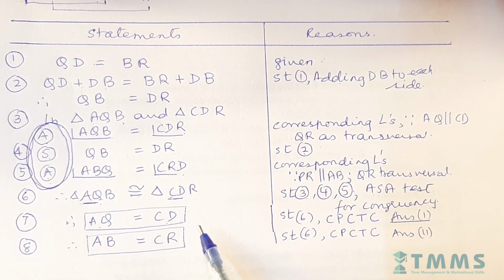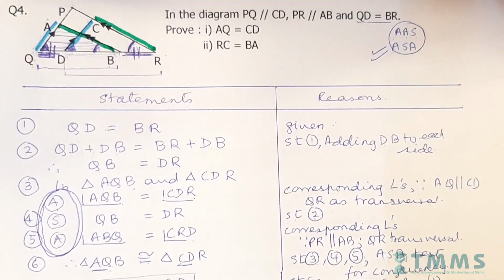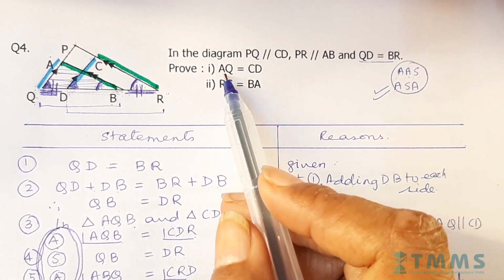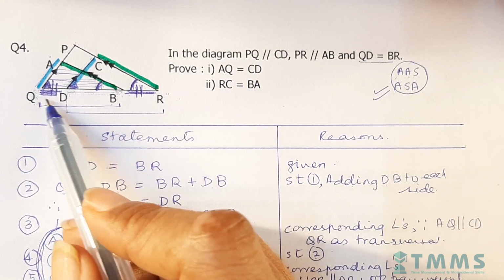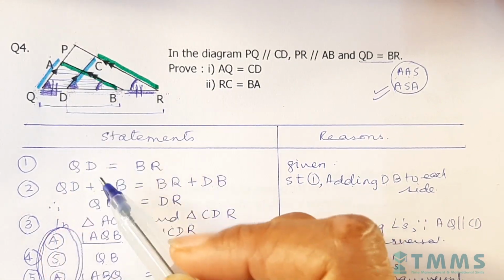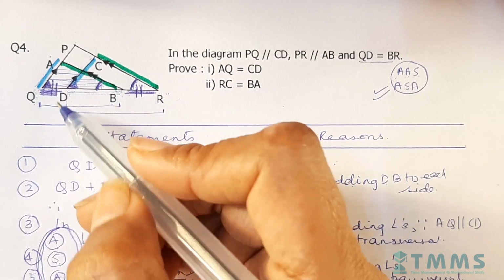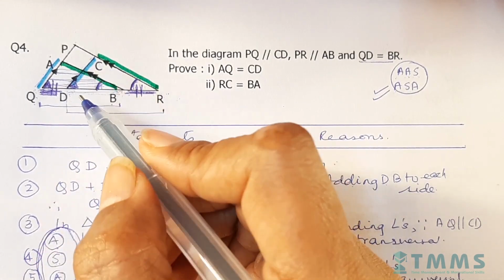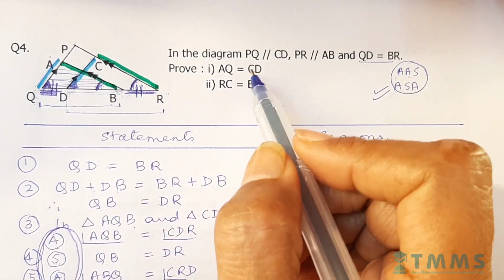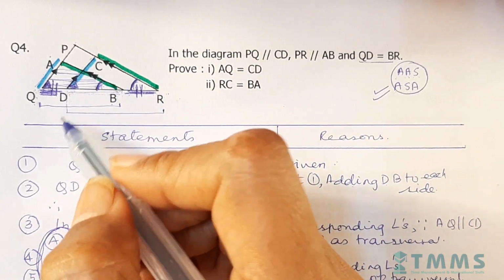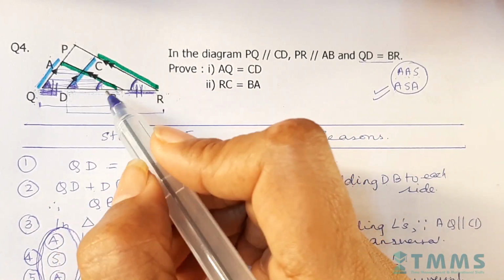Now that we got the congruent triangles, remember, what are they asking us? They are asking us AQ and CD. AQ and CD, they are equal. Now, haven't we marked them with that blue? Why did we mark them with blue? Because that is what they asked us to find. Now, you have to check if they are corresponding sides.